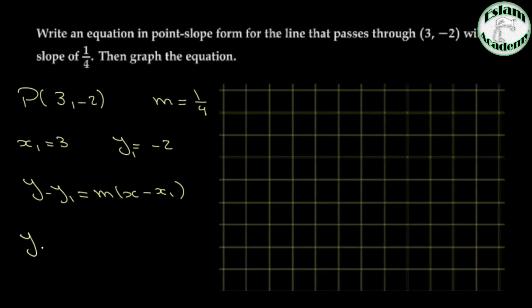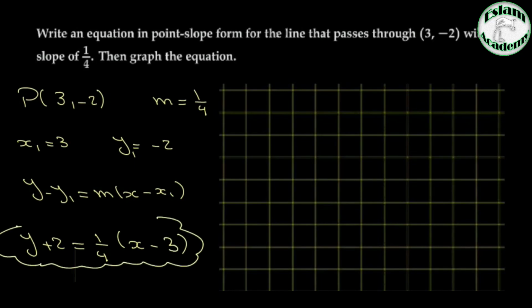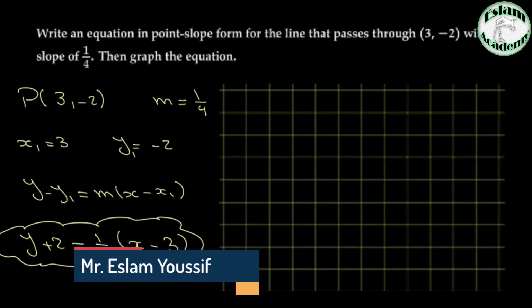By substitution, y minus negative 2, which is plus 2, equals m, which is 1/4, times (x - x1), which is 3. So the equation in point-slope form is y + 2 = 1/4 times (x - 3).